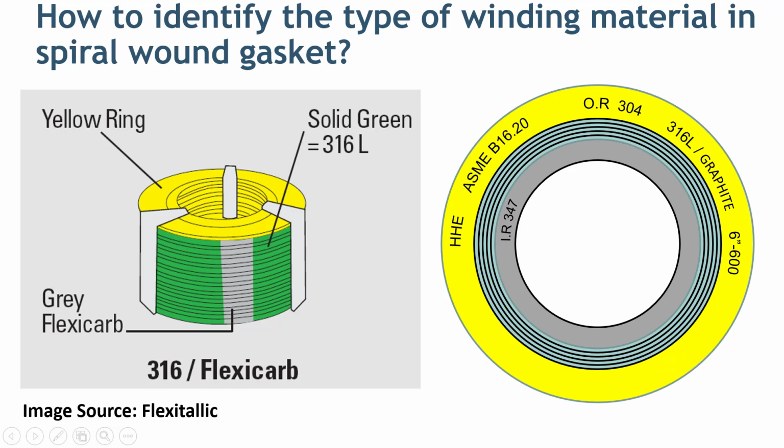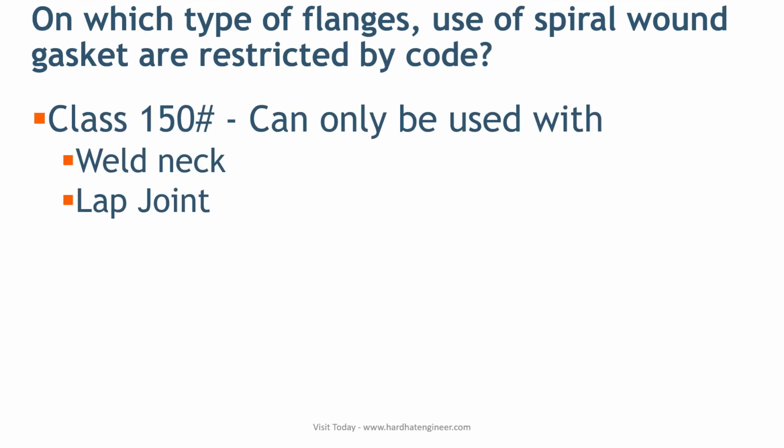In the image, you can see the sample marking of 6-inch class 300 spiral wound gasket manufactured in accordance with ASME B16.20. Here, the outer ring is of SS304, the winding material is SS316L metal strip, and the filler material is flexible graphite. Fifth question is on which type of flanges use of spiral wound gasket are restricted by code. ASME B16.5 does not recommend the use of spiral wound gasket on 150 class rating flanges other than weld neck and lap joint.